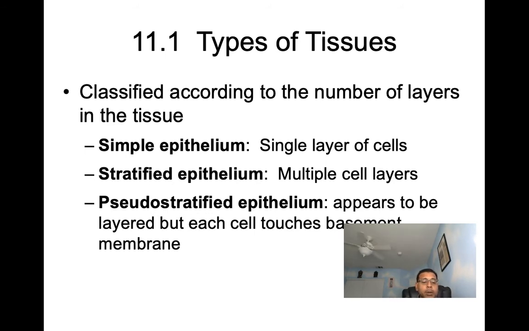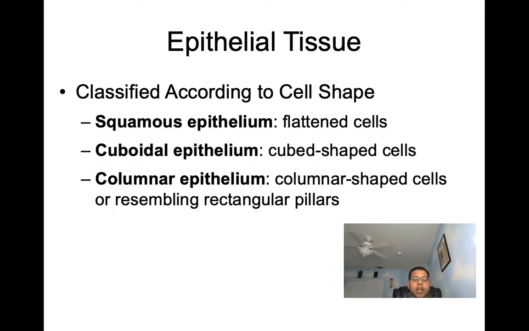Next, let's look at epithelial tissue more specifically. First, we have squamous cells, the squamous epithelium. Squamous epithelium looks like flattened cells, and it is found lining the lungs and our blood vessels. Cuboidal epithelium is made up of cube-shaped cells, and they line our kidneys' tubules. And then we have columnar epithelium.